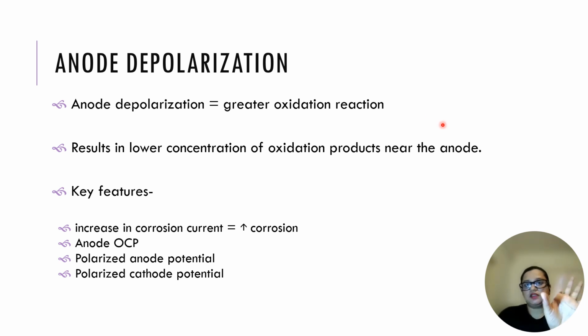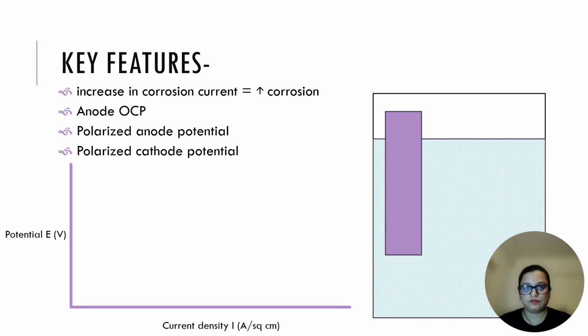Now, this may seem a bit confusing, so I'll just take the help of a diagram to explain it better. The key features of this anode depolarization are listed over here, and I will try to use a physical diagram first to explain what it is. Now, suppose this is your medium, this is your pipeline.